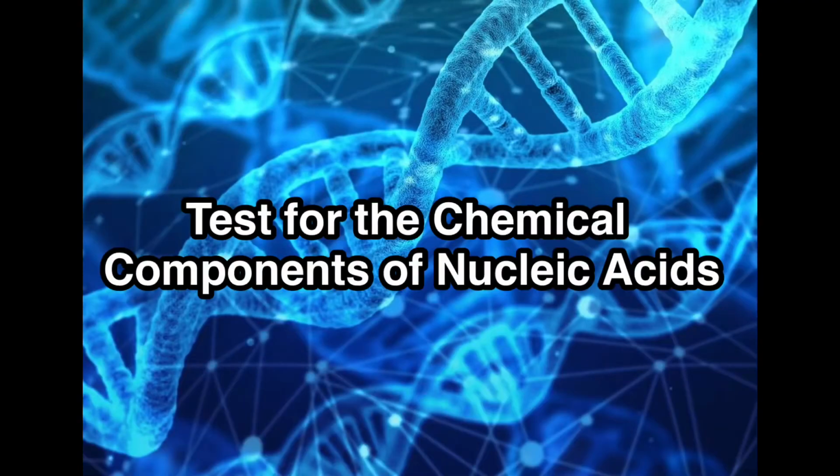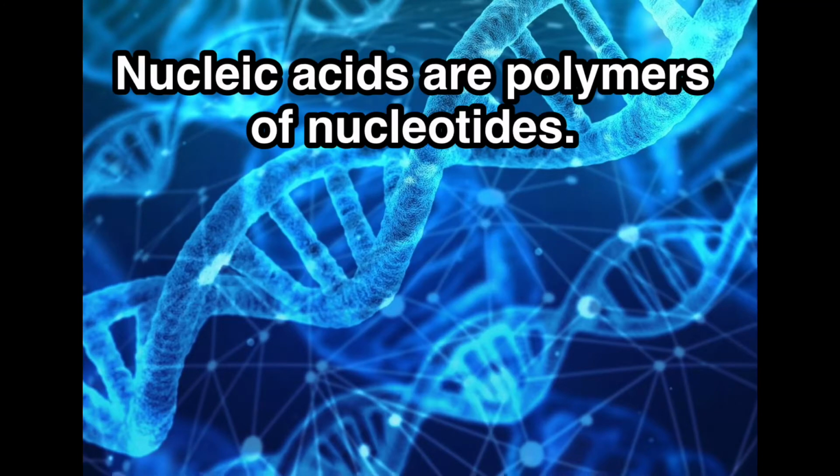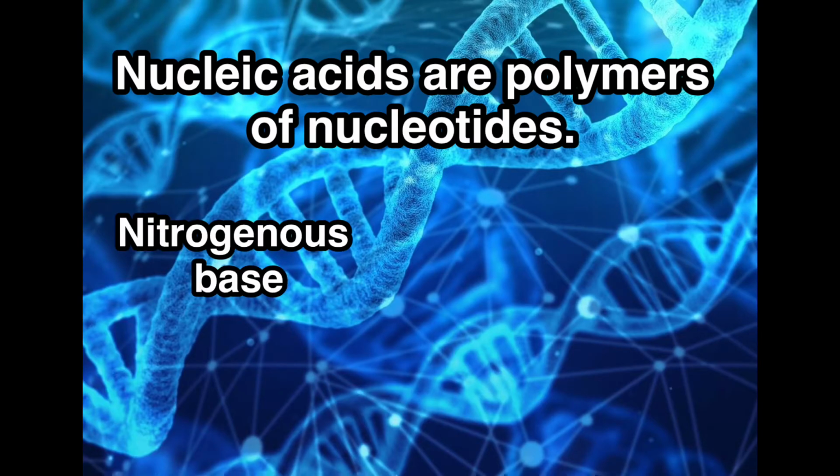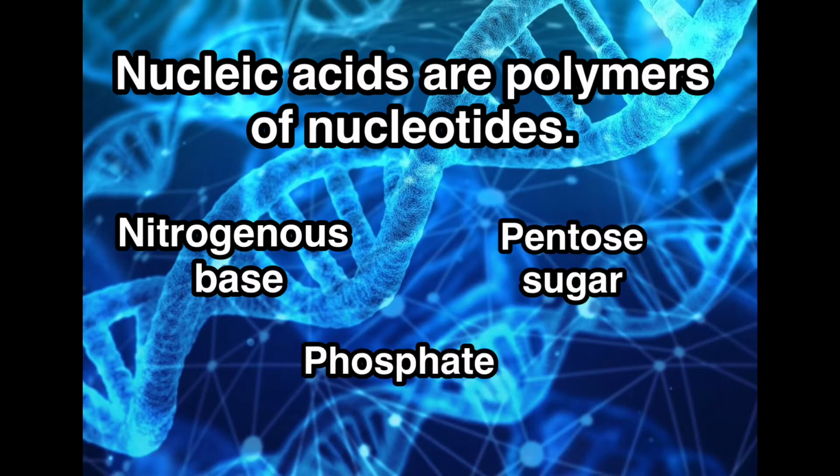The next part of this video is to show you some chemical tests that will determine the components of nucleic acids. Nucleic acids are polymers of nucleotides. The nucleotide monomer is composed of a nitrogenous base, a pentose sugar, and a phosphate group. There are numerous chemical tests that can be used to determine the presence of these components.